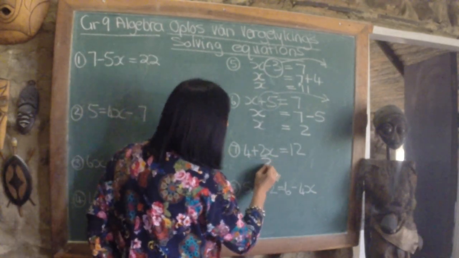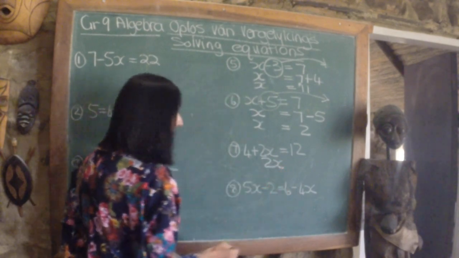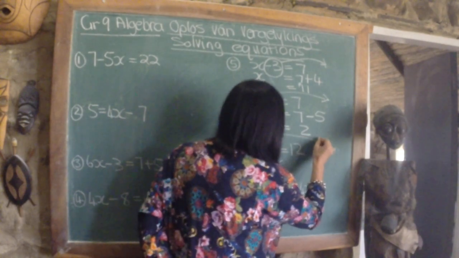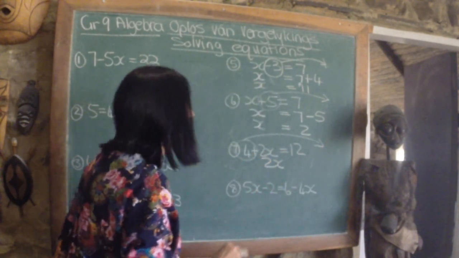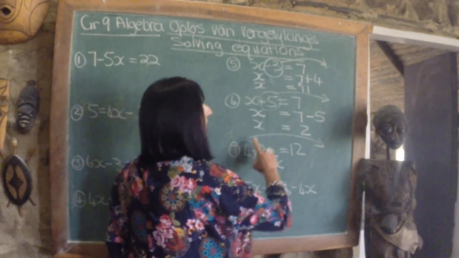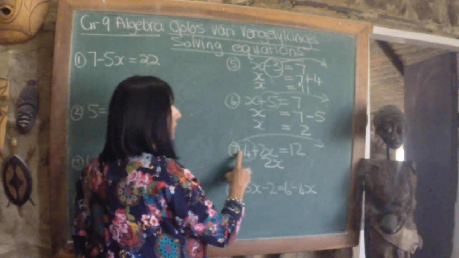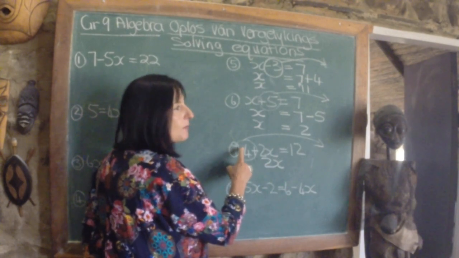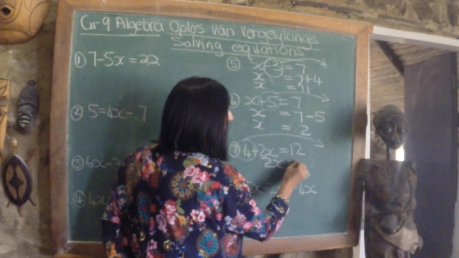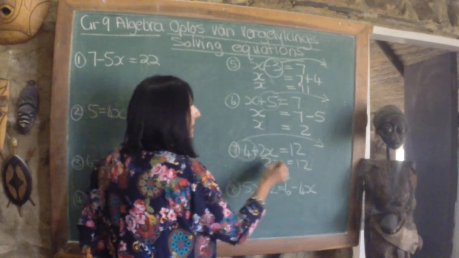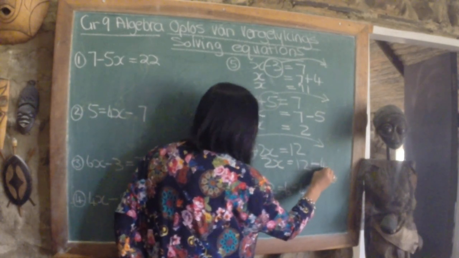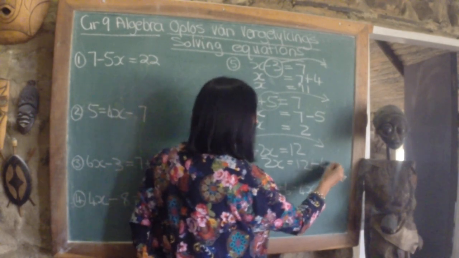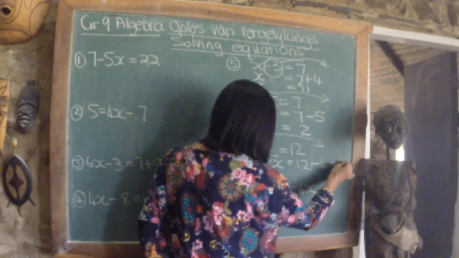I've got a 2x on the left-hand side. I'm going to take this 4 to the right-hand side. Voor hierdie 4 is 'n plus. As daar niks is nie, is daar plus. So as ek vir hom na hierdie kant toe vat, word hy 'n minus. Now I've got 12 minus 4, en dit gee vir my 8.